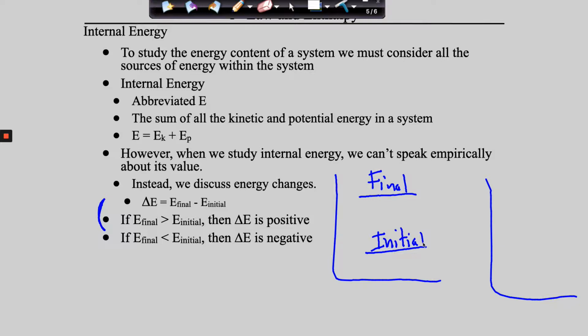Straightforward, right? So on this one, final is now down here, and initial is now on top. So the final is smaller than the initial. We started at a higher energy, we ended up at a lower energy, and now this is a loss in energy, so delta E is negative. Is that okay? Yeah.